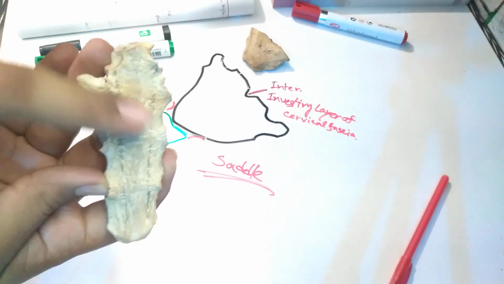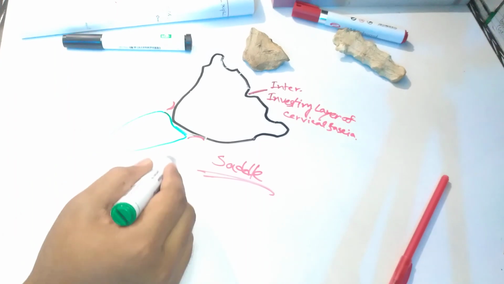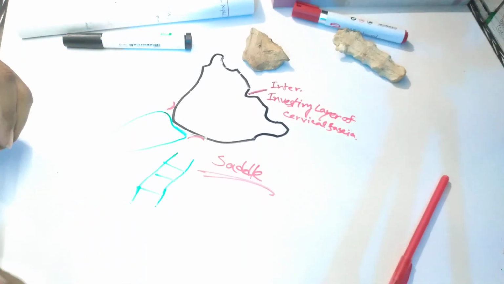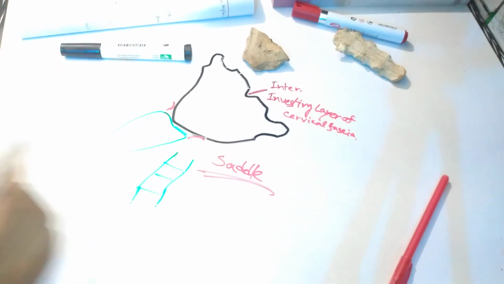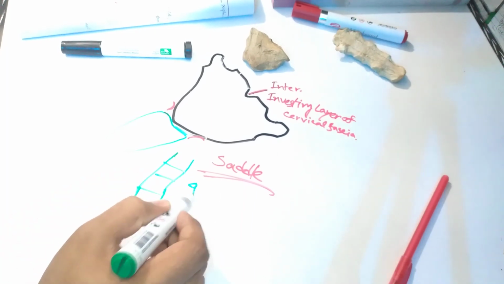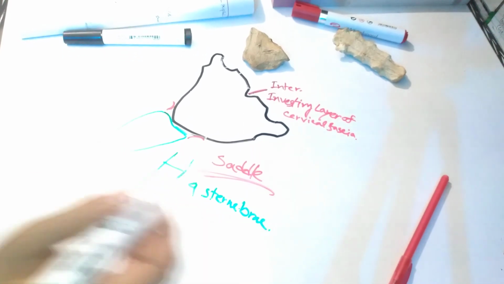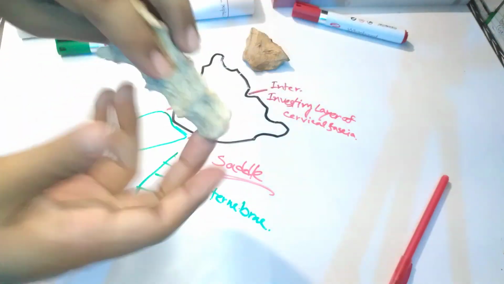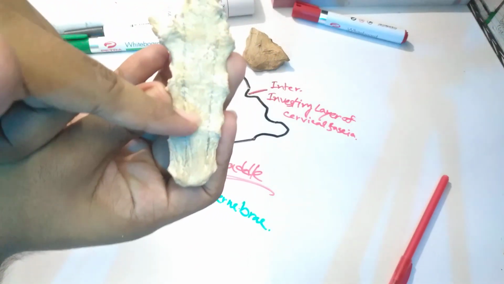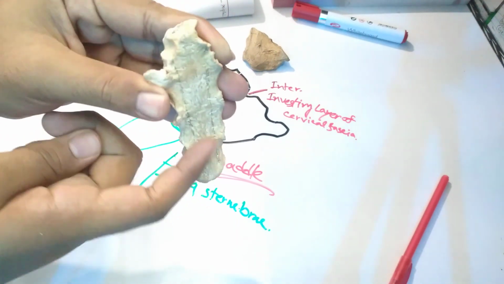Then the anterior surface of the body has three ridges like this. The anterior surface of the body has three transverse ridges that divide the whole body into four sternebrae. This is a transverse ridge, this is a transverse ridge, and this is a transverse ridge. It divides the body into 1, 2, 3, 4 sternebrae.